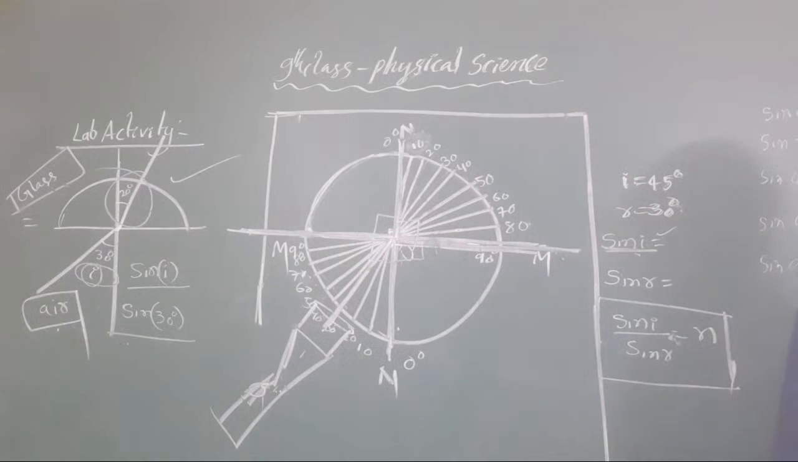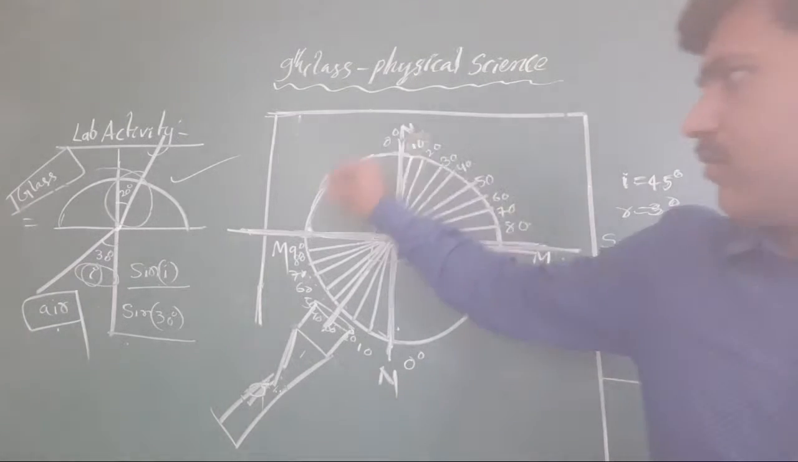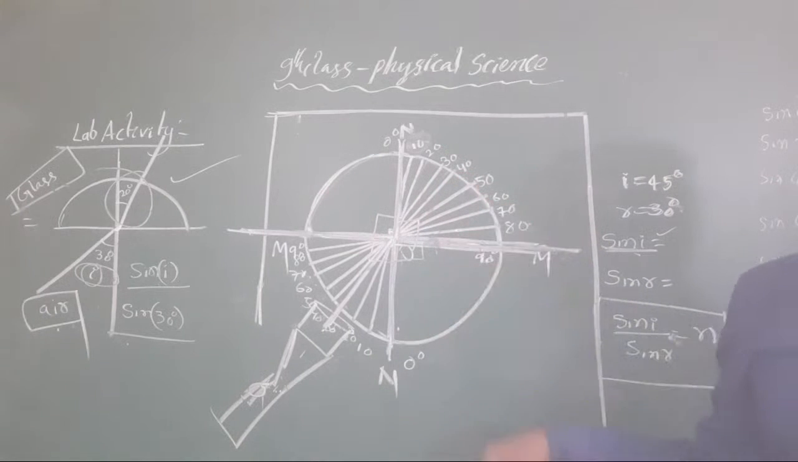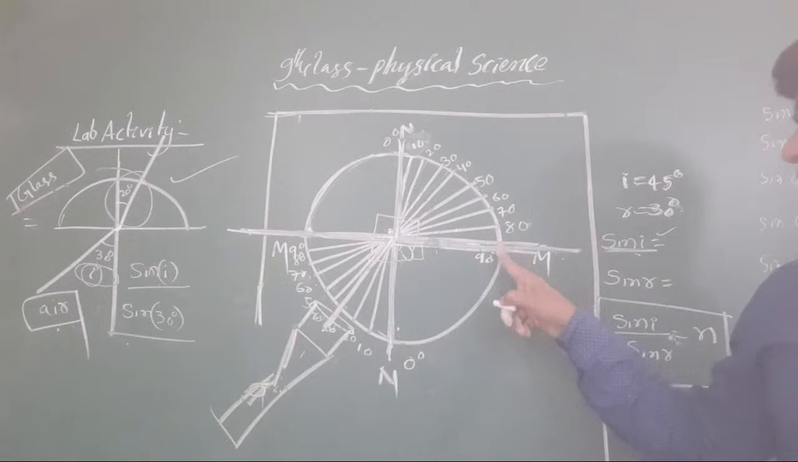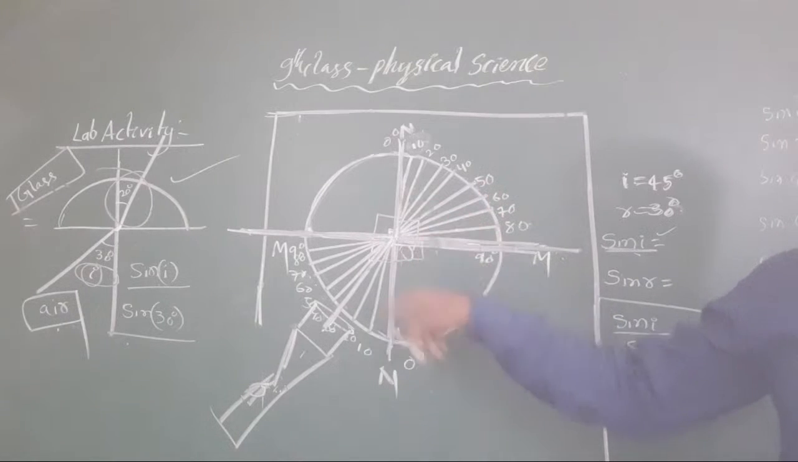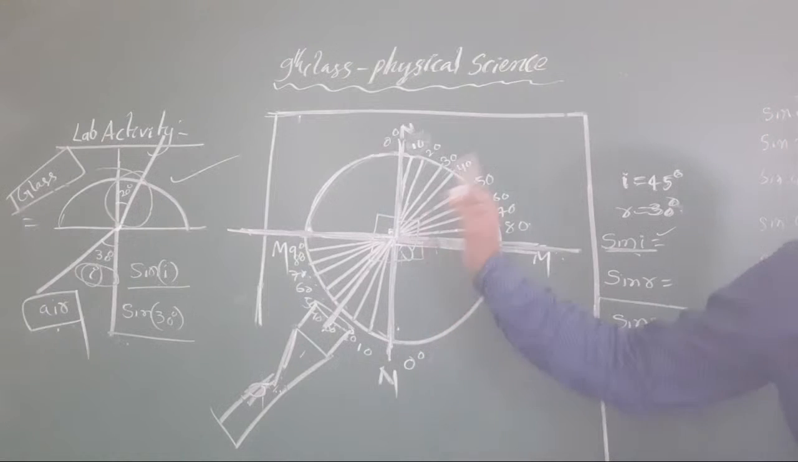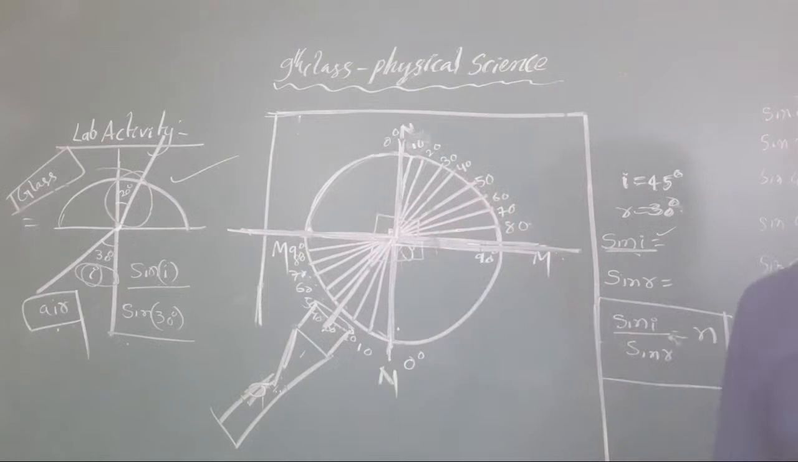And then here you take a protractor, and you select the values here. Now what are the angles? It is 90, it is 80, it is 70. Like that you take all the angles. Especially we are taking this part and this part, and it is enough for us.